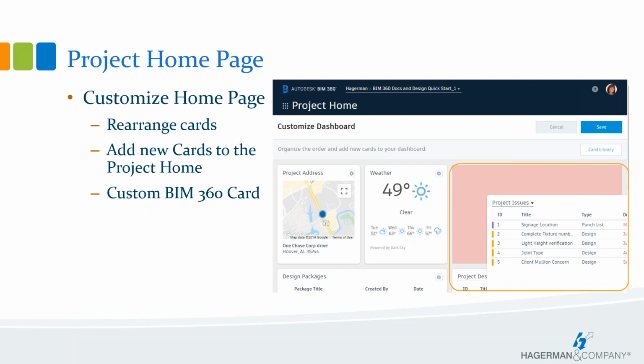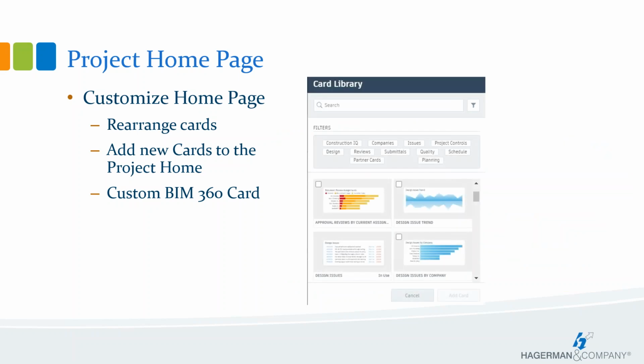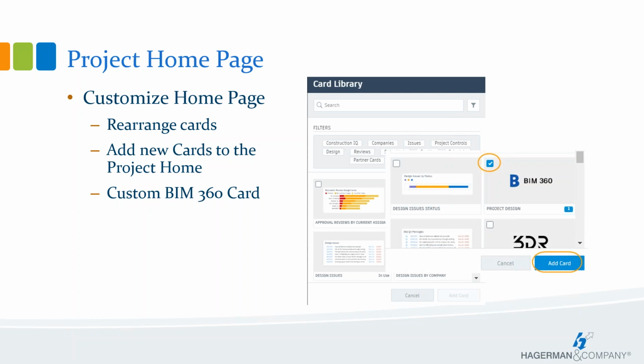By selecting the card library at the top, you can get a list of other library cards that you can add to your home page. And one of those is the Customized BIM 360. So here's just a couple of the ones that are there that you can choose from. One of them is Approvals and Review. So we could use this one to see what approvals and reviews we have currently.